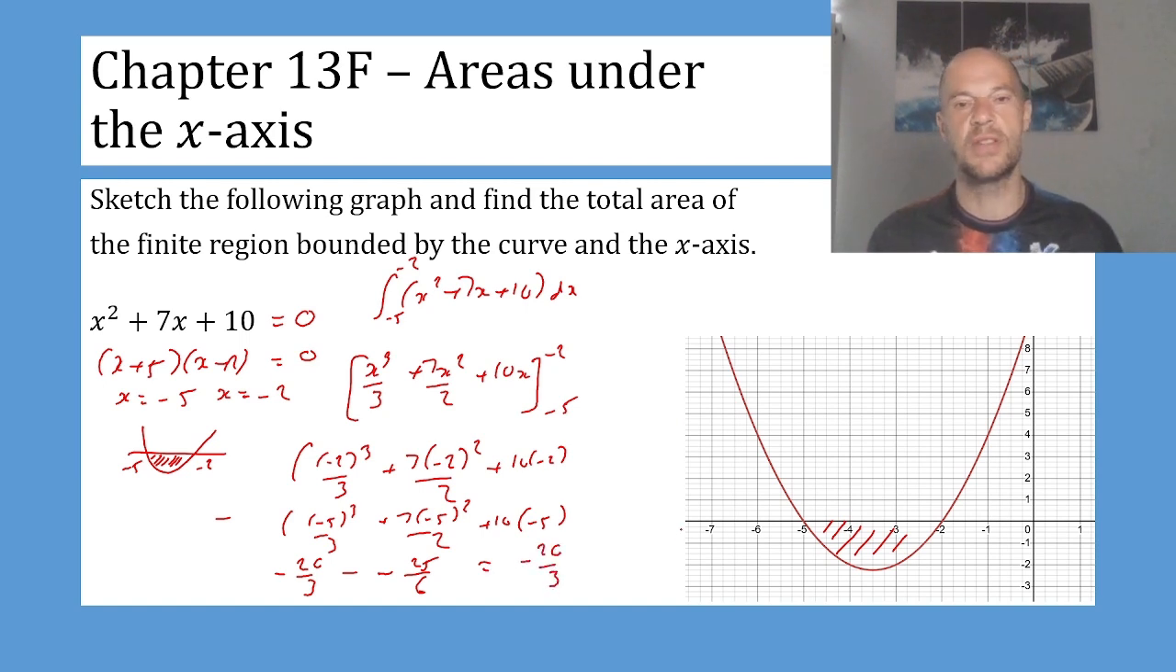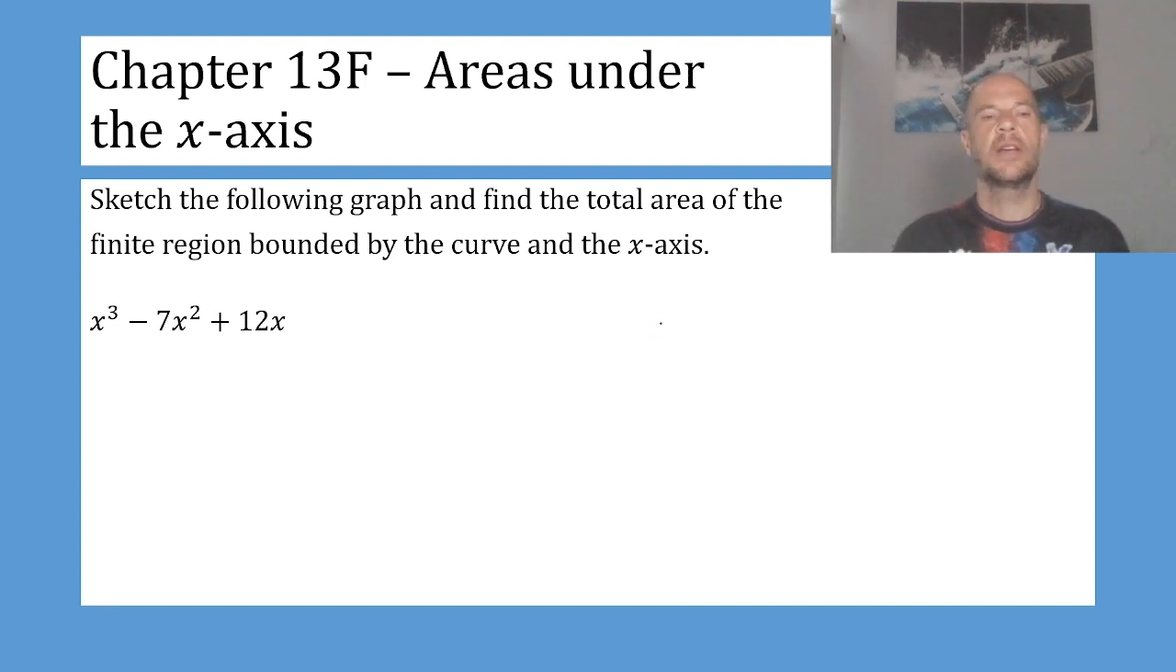Now this is what happens when we are dealing with an area that is beneath the x-axis. The area is negative. Now of course you can't have a negative area, so we just need to ignore that minus sign. So this area here is positive 26 over 3 units. So just remember that when you're working out the area under the x-axis, expect it to be negative and then change it to positive.